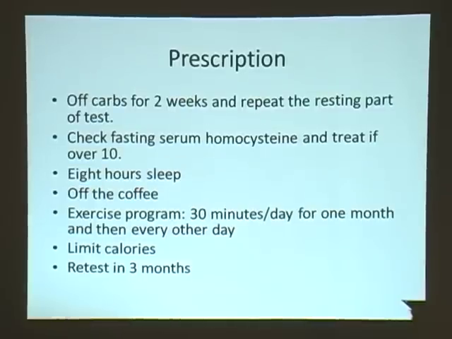Let's see what happens. I want him to lose the coffee. Once he's been off the coffee for a while, I'll let him have 4 ounces of coffee a day. I don't see a problem with that, and actually there's some benefits to that. But he's on too much for right now. It's too stressful to his body. We're going to use the exercise data that came with the bioenergy testing to establish an exercise program for him: 30 minutes every day for 1 month, and then every other day. We're going to talk to him about the correct amount of calories that he should be eating.